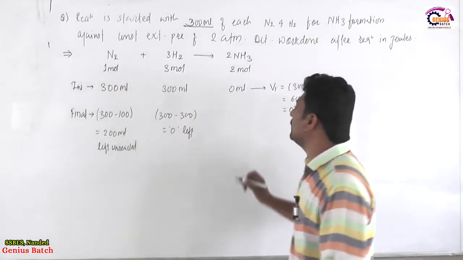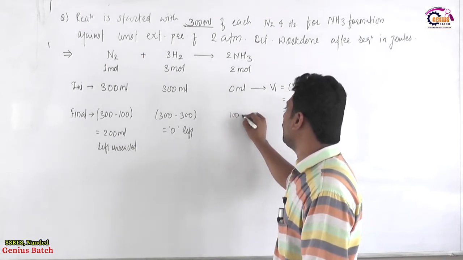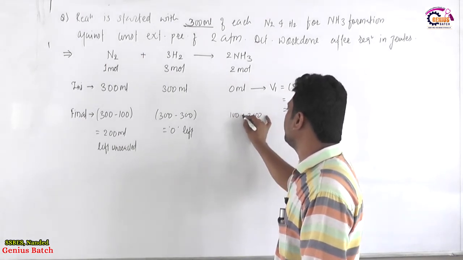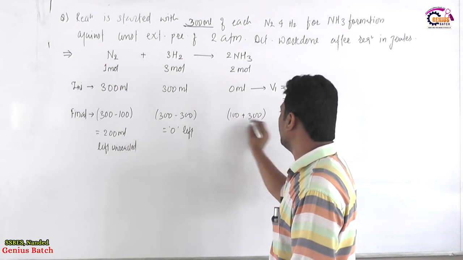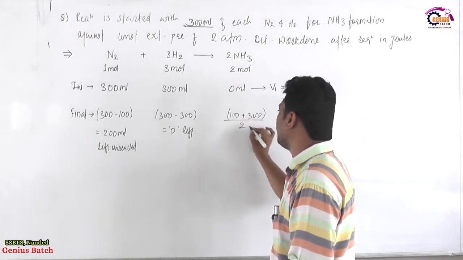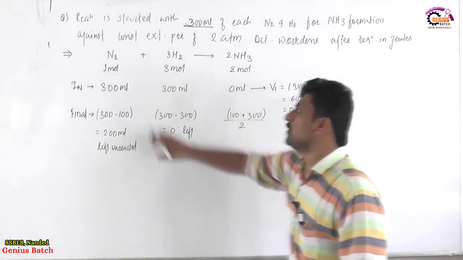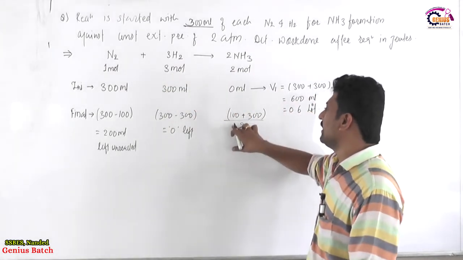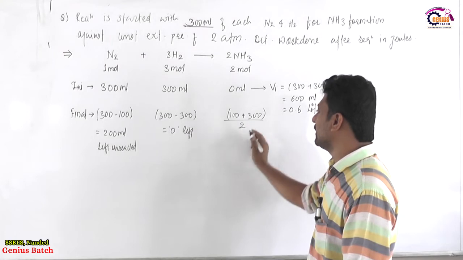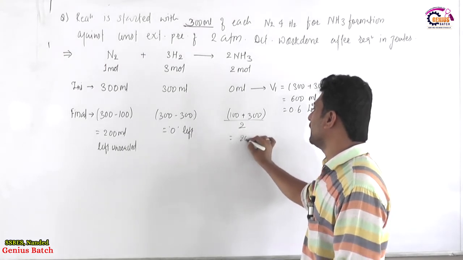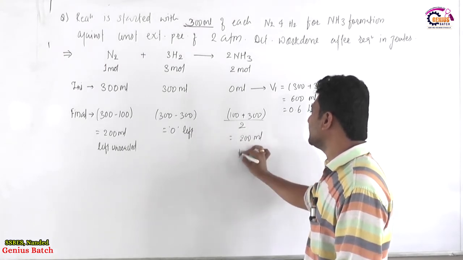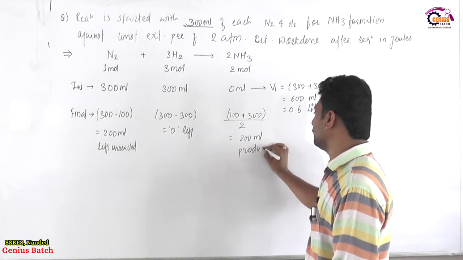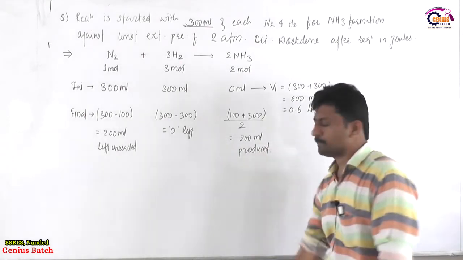Now they will convert to how many mL of ammonia? Total volume is 400. This will reduce to half. 1 plus 3, 4, 4 by 2 is 2 moles. Just like 100 plus 300, 400, 400 by 2 is 200 ml. This is produced. Okay.